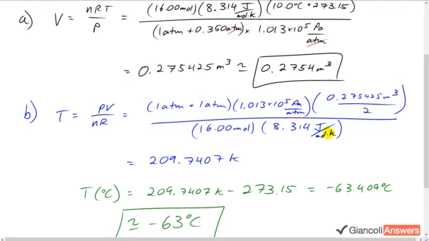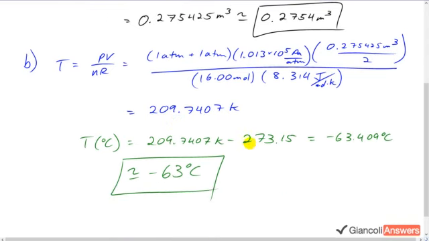Times by the universal gas constant, and then you get 209.7407 Kelvin. And if you take away 273.15, that gives you your answer in Celsius. So we have negative 63 degrees Celsius.